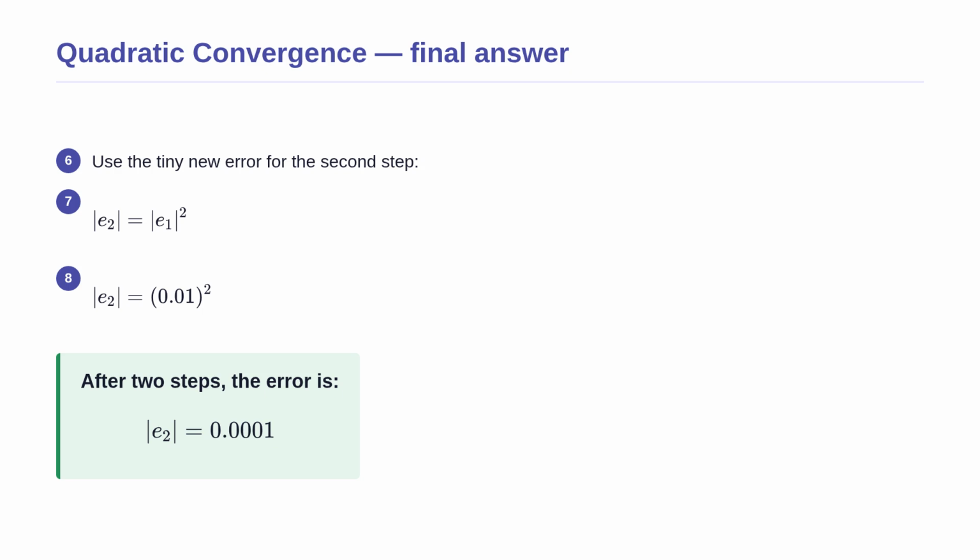In just 2 steps, the number of correct decimal places doubled from 1 to 2 and then to 4. This explosive speed is exactly why engineers and scientists highly desire quadratic convergence for complex calculations.